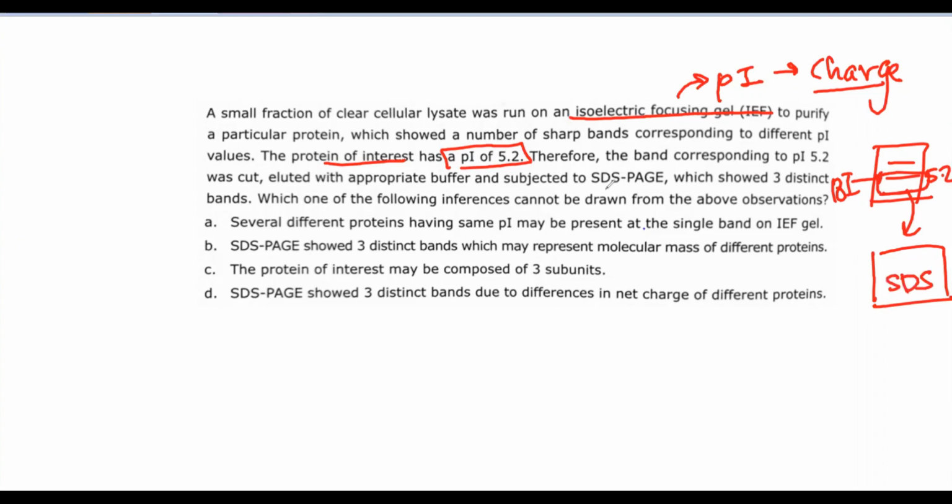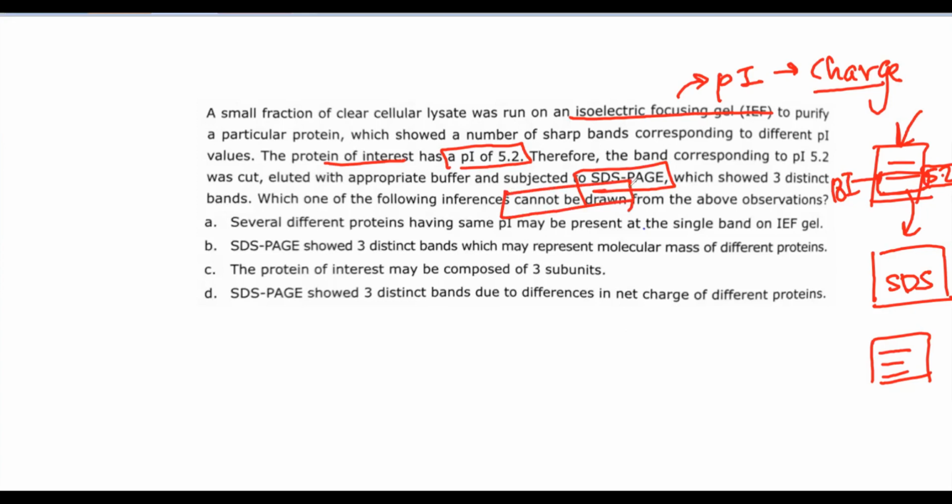So they cut out this band, and after cutting it out, they ran it on SDS-PAGE with an appropriate buffer. And on SDS, what they observed was 3 different bands. So what was the condition? First, you took the isoelectric focusing gel and it got separated based on pI. Out of that, your protein of interest that had a pI of 5.2, you ran it on SDS. SDS gave you 3 different bands, correct? Now they are asking which cannot be the reason for observing these 3 bands.